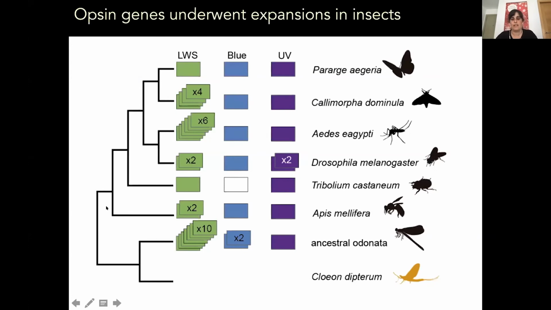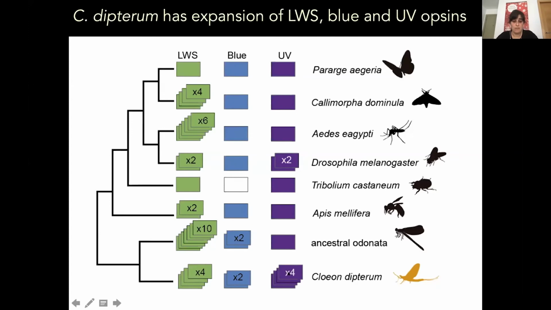So we looked at what happened with Cleondipteron, and not surprisingly, we also found quite an expansion, but what was quite interesting was the expansion of the ultraviolet opsins, because with 4 copies it is the largest complement described so far in insects. And well, the blue is usually not duplicated, so that was also quite interesting.